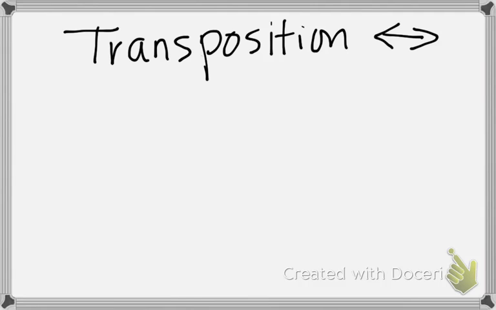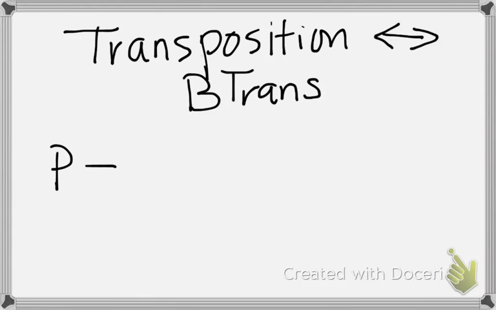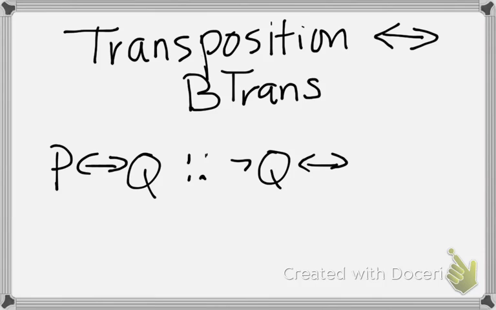Okay, now I want to talk about a rule of transposition for the biconditional. And this isn't in your text. But it's a valid rule, and it could come in handy at certain times. So we're going to call this B-trans to differentiate it. And it'll work exactly the same way as transposition for the conditional. So if we have P double arrow Q, we can perform B-trans on it and get not Q double arrow not P.